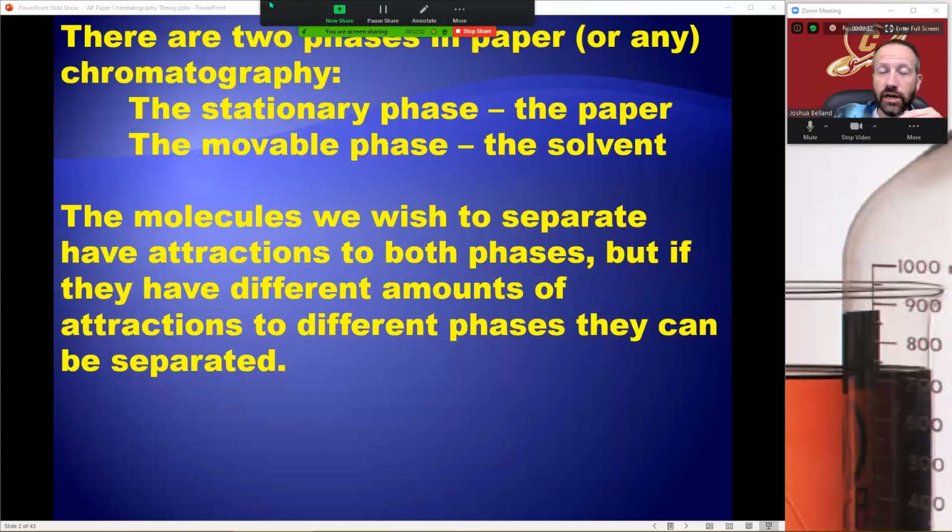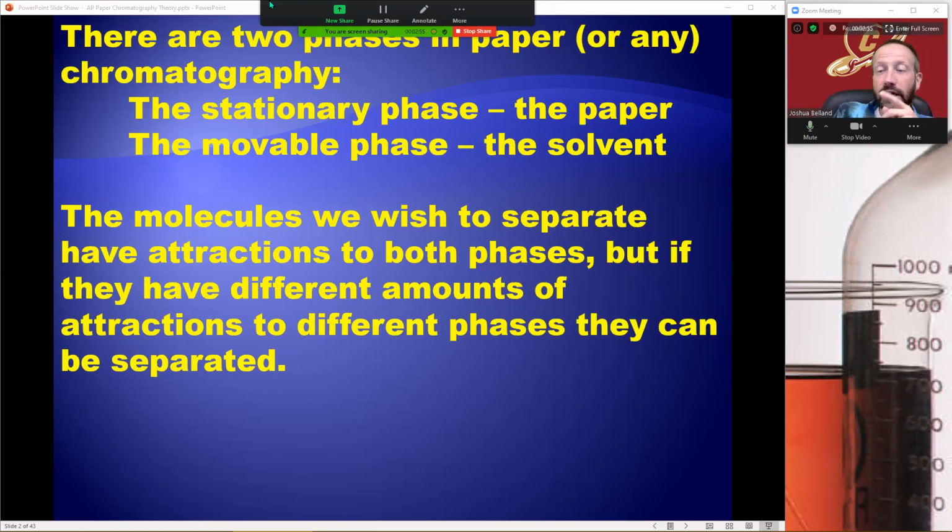And the point is to pick a stationary phase and a movable phase where the movable phase will be attracted up the stationary phase. Or if you lay it out, will still move across. You want that movable phase to move. If it's not going to move, it's not going to work as a movable phase, kind of defeats the purpose.